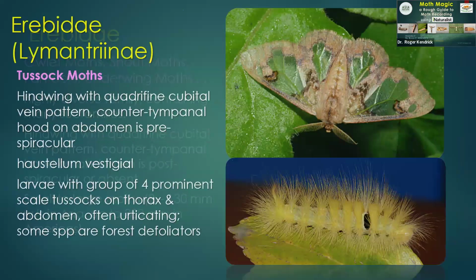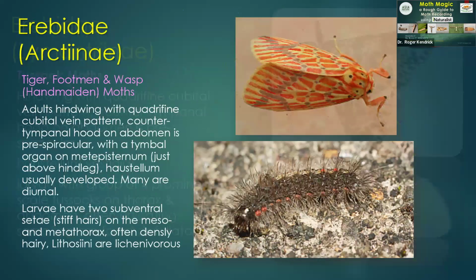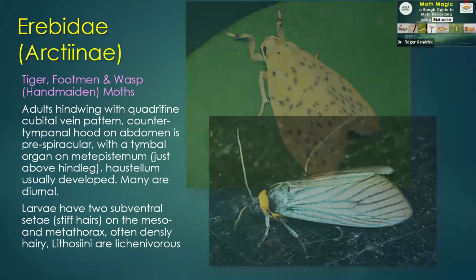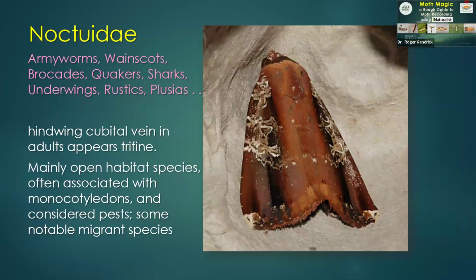Right, some other examples included in Erebidae now are the tussock moths, the tiger moths, of which there are many. And then to Noctuidae, the countertympanal hood is slightly different. The hindwing venation differs from that of all Erebidae. You can look that up in the Reza Zahiri papers.